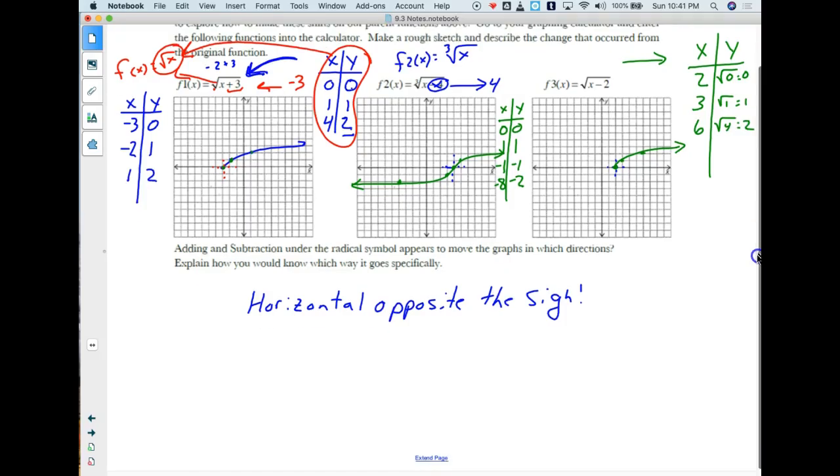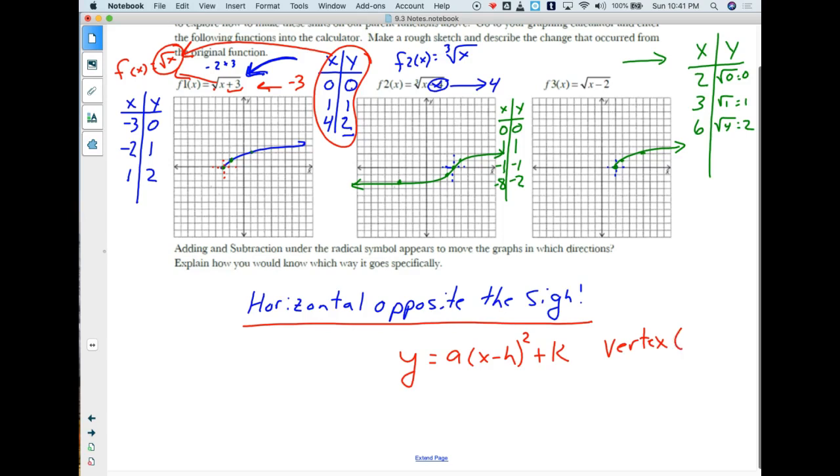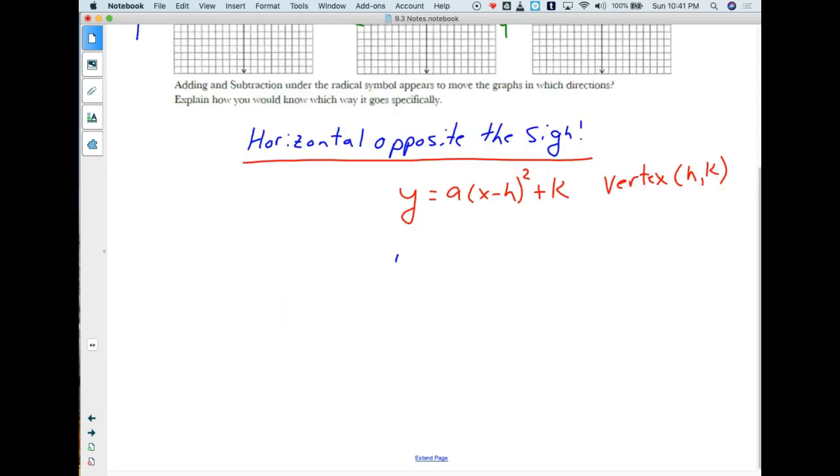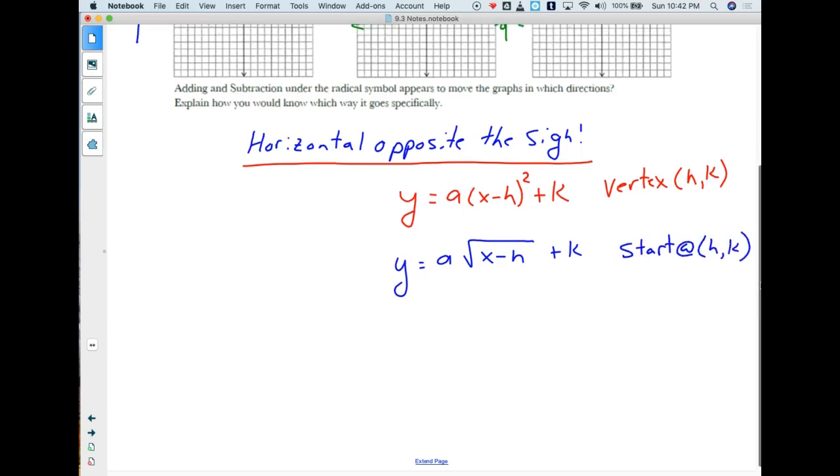Okay? Before we go on, let me take a quick second with my quadratics. With my quadratics, I said y equaled a times x minus h quantity squared plus k, where my vertex was at h, k, and then from that vertex, we would graph, we'd 1, 4, 9 it from there times our a value, right? Well, now we're just looking at y equals a times the square root of x minus h plus k, where it's not a vertex, but I'm going to start at h, k.